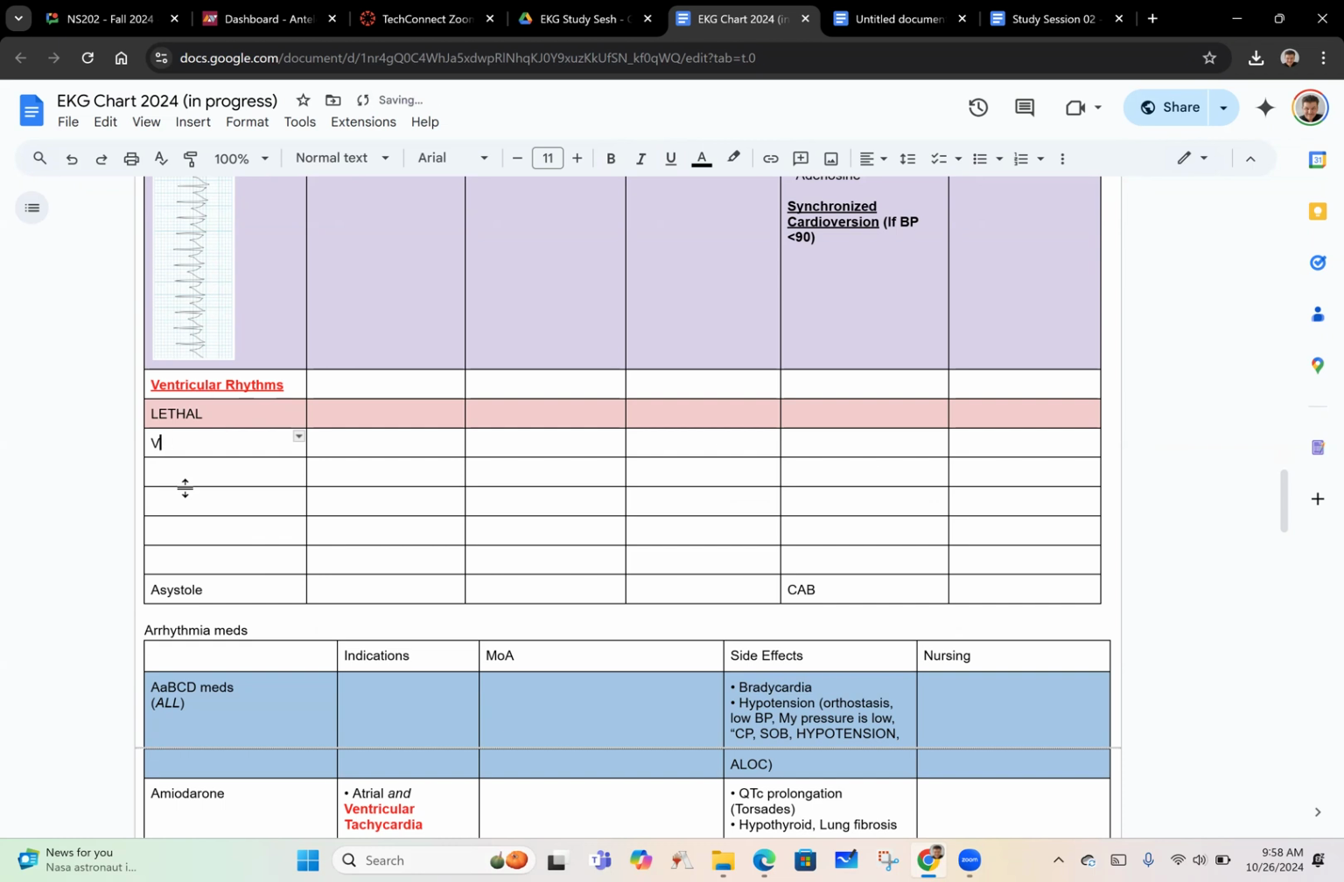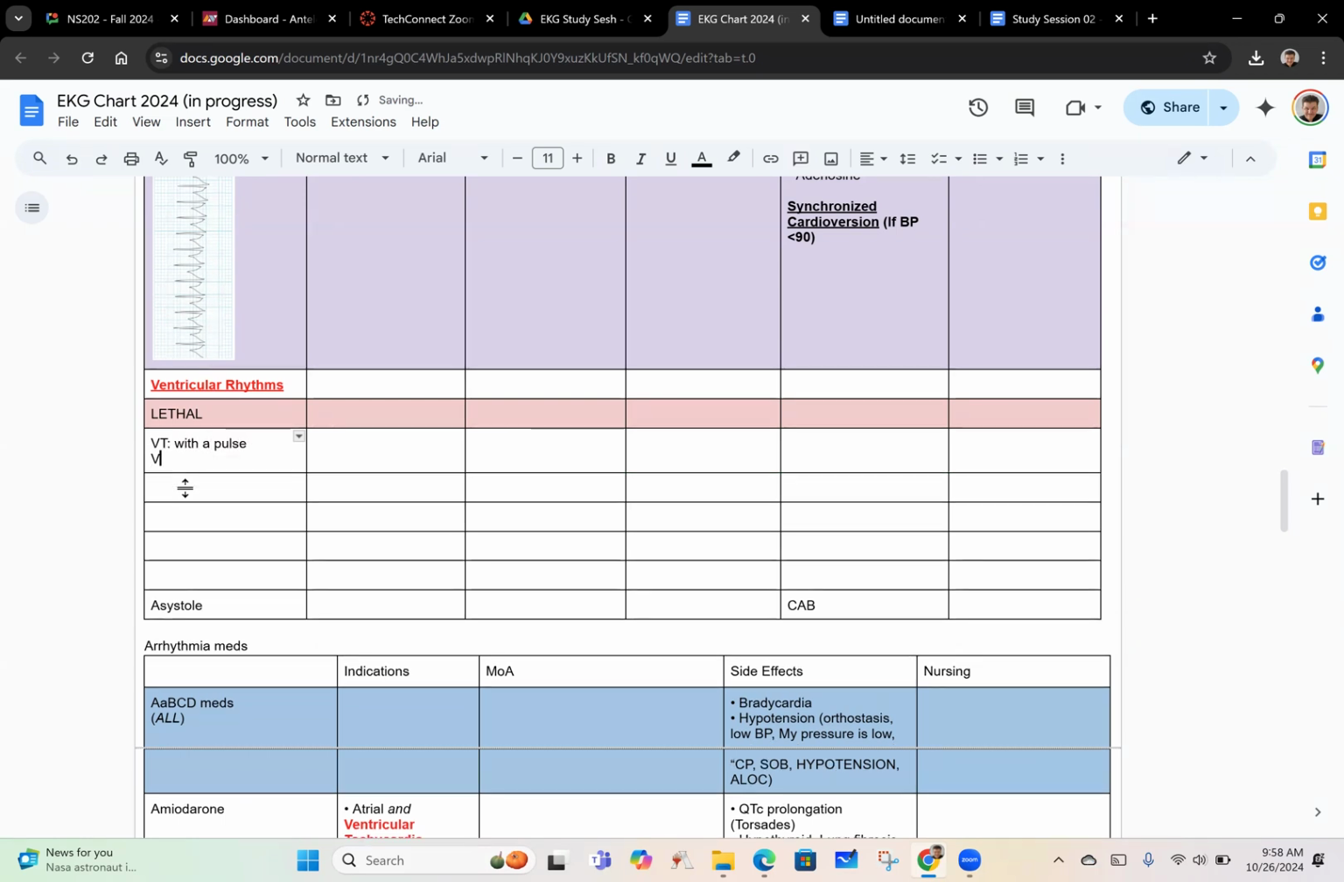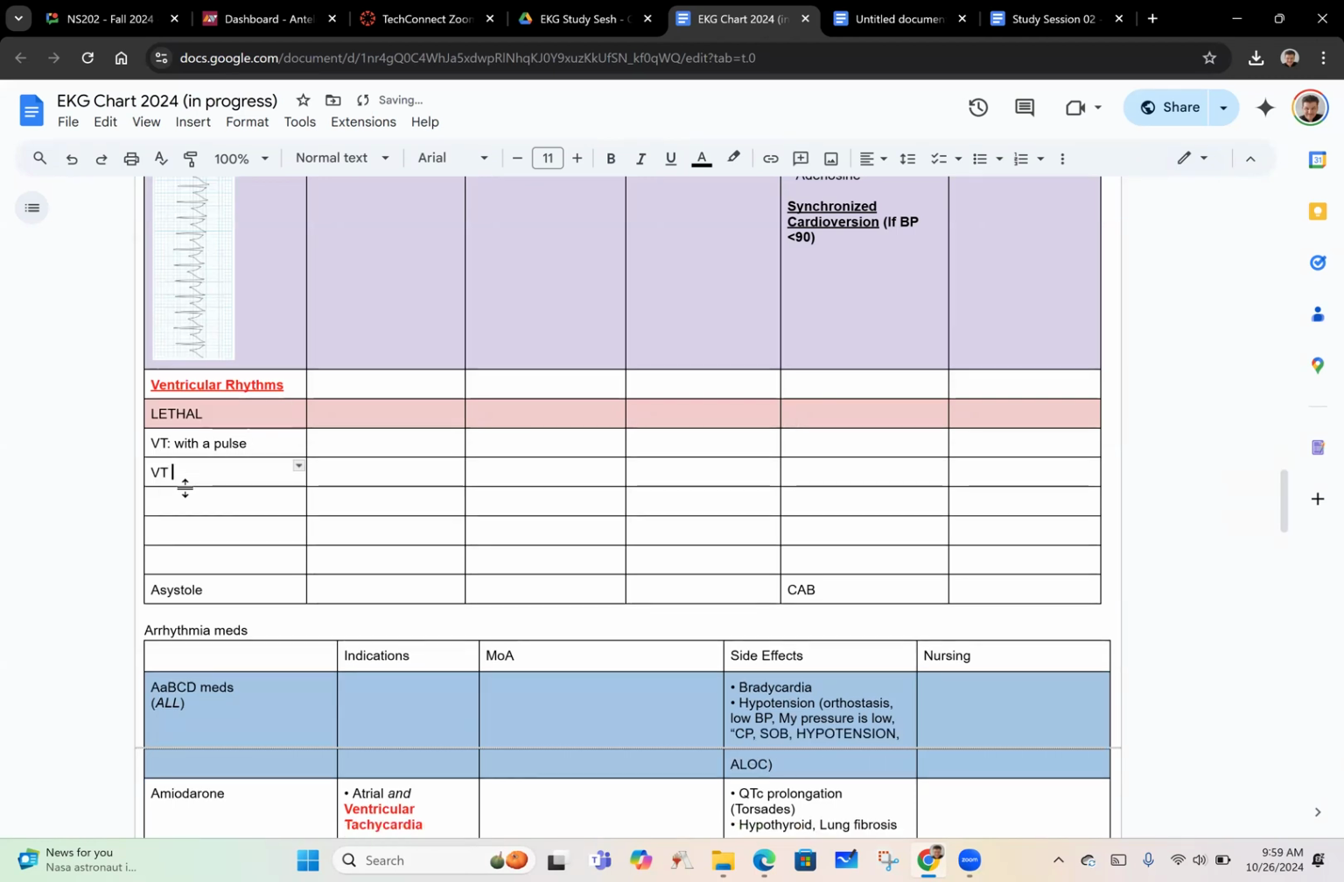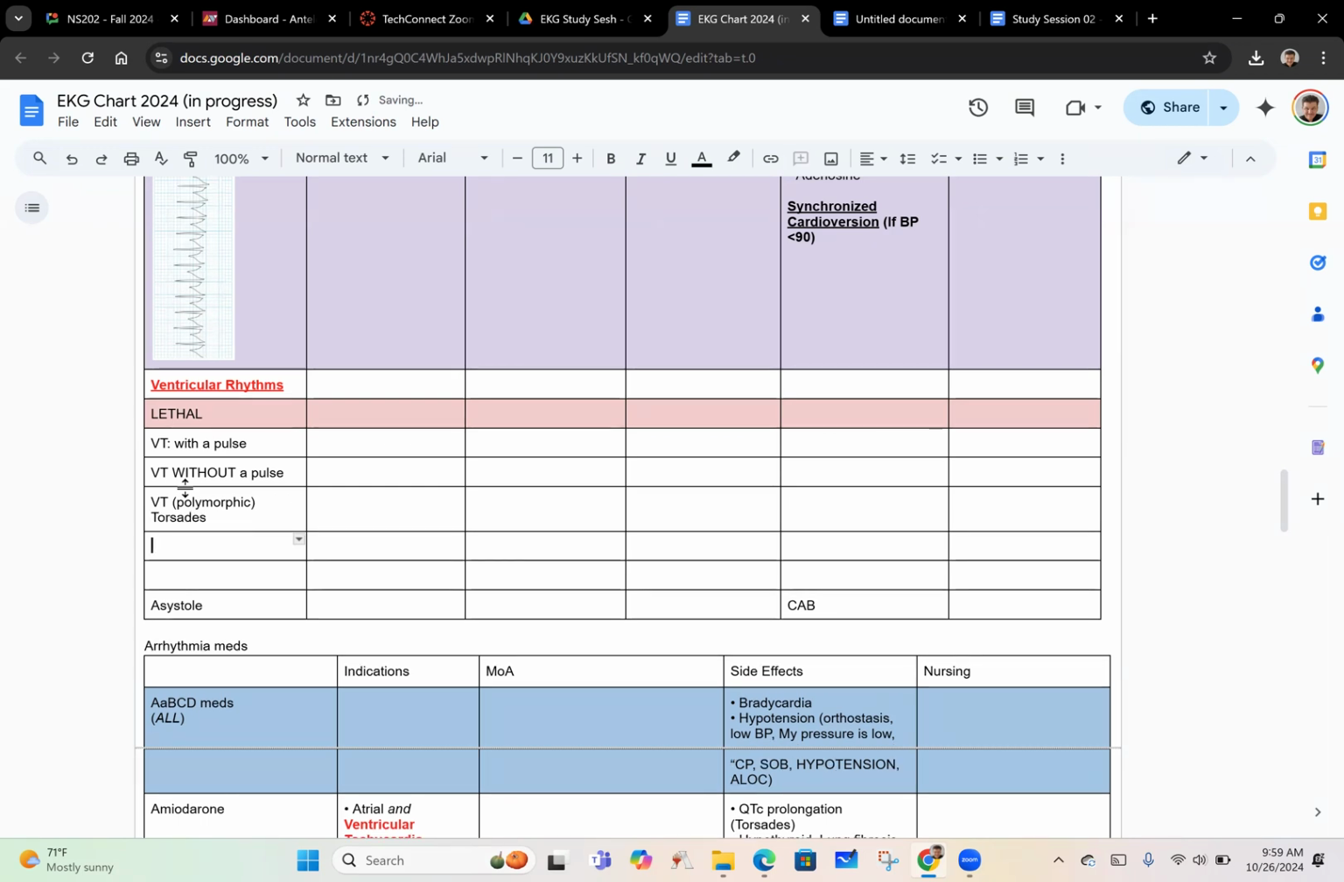So VTach, you have VTach with a pulse, and VTach without a pulse, which is called pulseless VTach. And then you have polymorphic VTach, which is torsades. You can make this neater to fit the table. And then we have our three other ones: we have VFib and we have PEA.